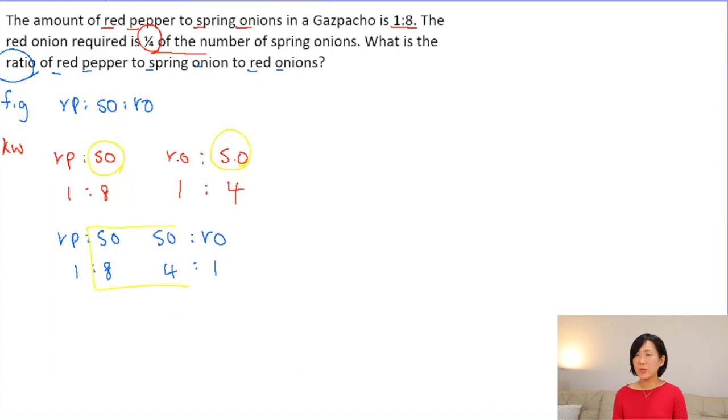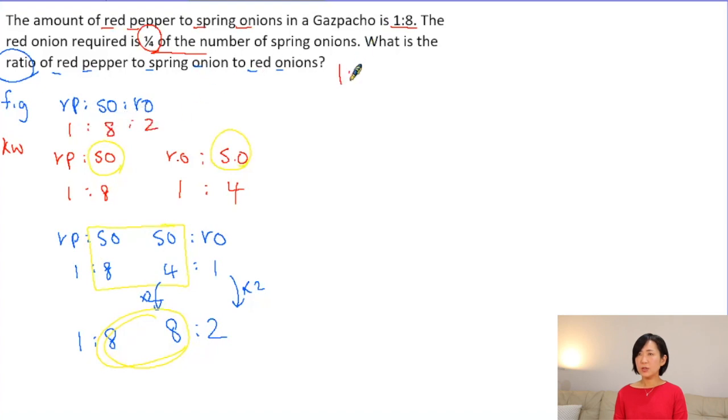Then let's see, we've got a spring onion. Let's make it the same number by finding the equivalent fraction, so we can put them together. So 1:8, you just doubled it. Then it can be 8:2. So 8, the same, right? So let's put them together. Then our ratio is 1:8:2, with red pepper 1, spring onion 8, then red onion is 2. Now this is our ratio of 3 vegetables.